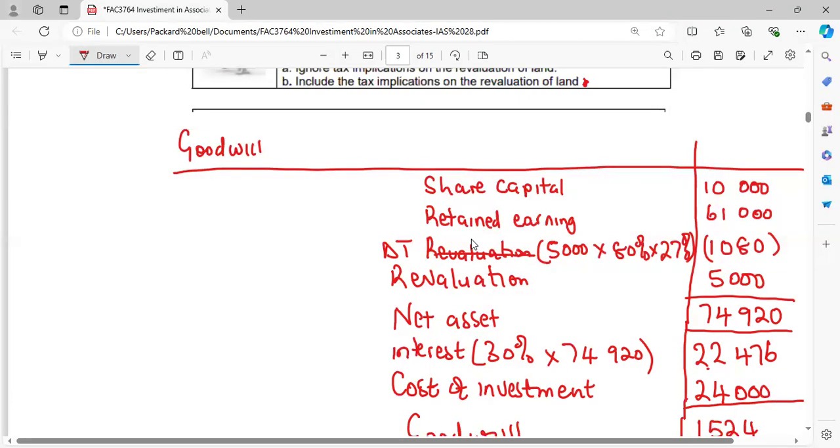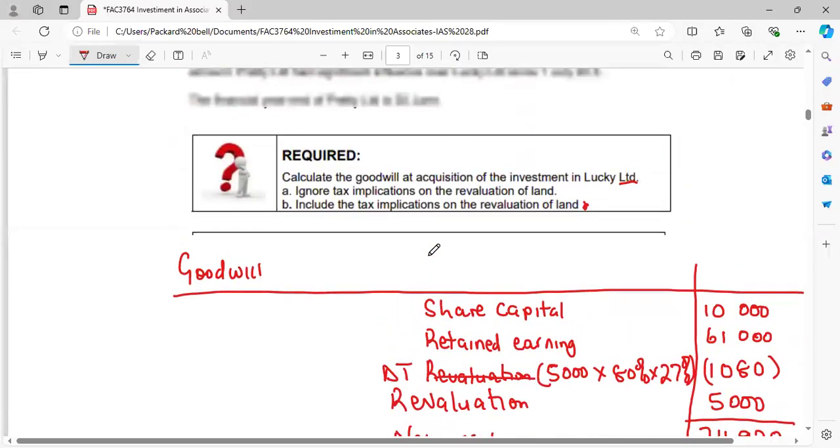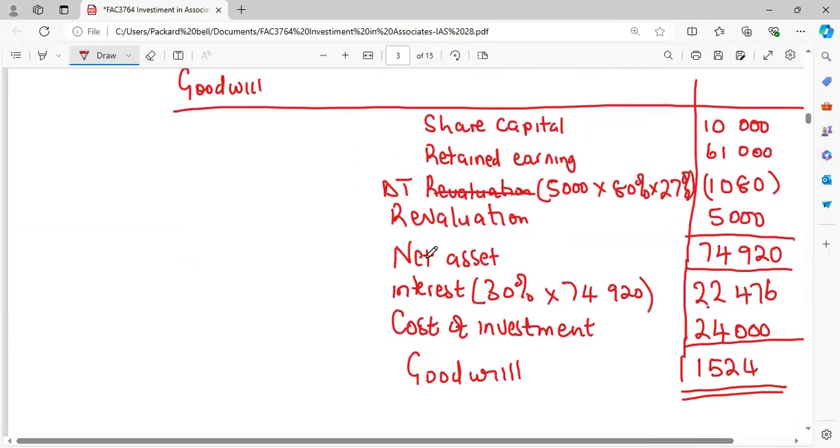Remember I said for investment in associate, you can use the analysis, but sometimes the analysis can take your time just for the sake of calculating goodwill. So you must find a way to calculate goodwill without doing the analysis of owner's equity. Right, so that's another alternative for calculating goodwill.